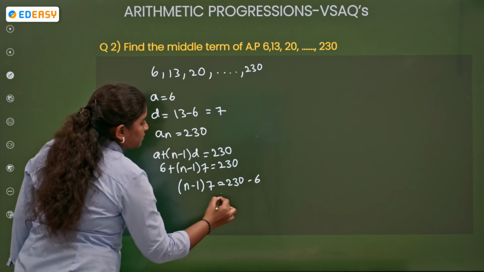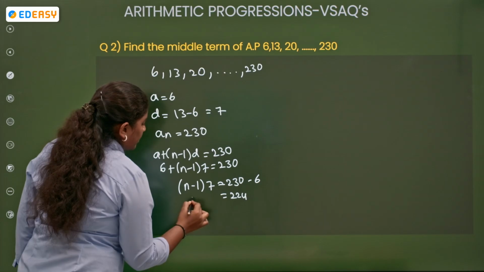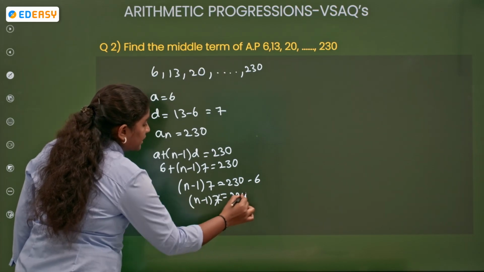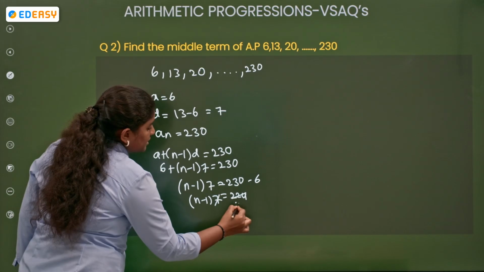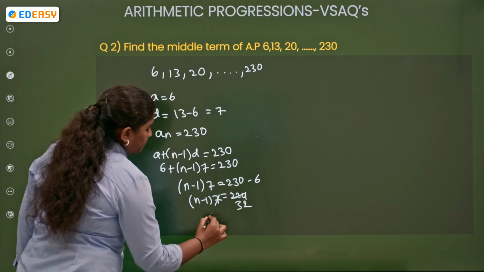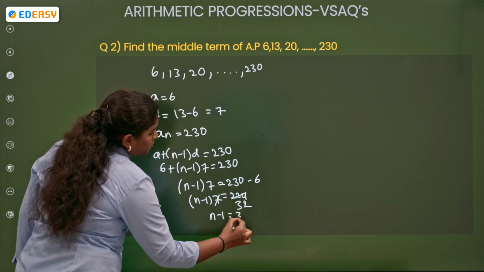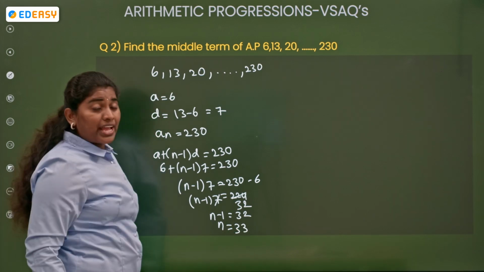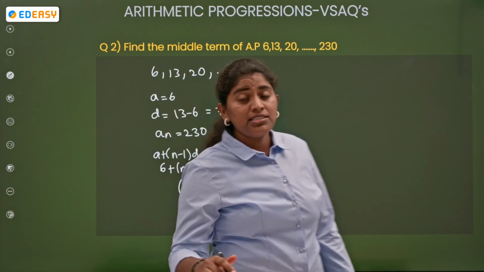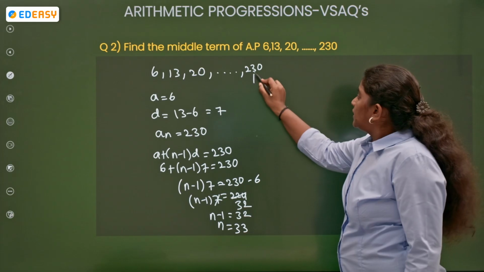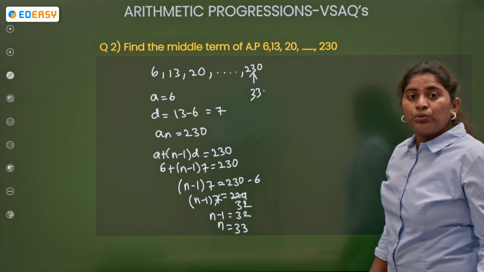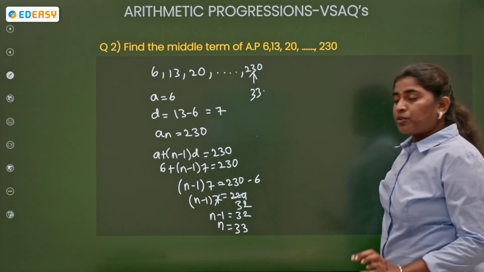230 minus 6, which is 224, equals (n minus 1) into 7. Now 7 will cancel 224. 7 3s are 21, and 14 32. So n minus 1 equals 32, n equals 33. It means the n value is 33, which means 230 is in the 33rd position. Okay, 230 is in the 33rd position.